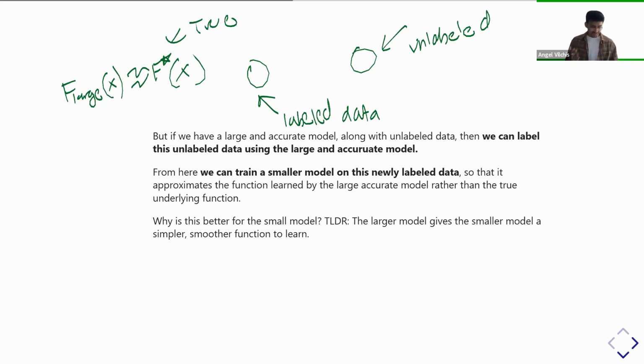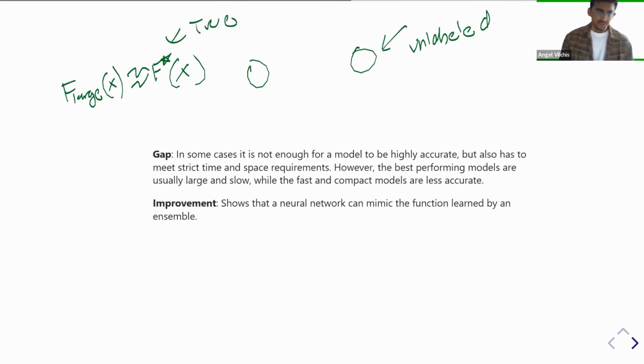So that's model compression. Pretty straightforward. We train a small model to mimic a large model instead of training the small model on the original labeled data. So that is the gap. Let's see if there's anything else here I need to cover.